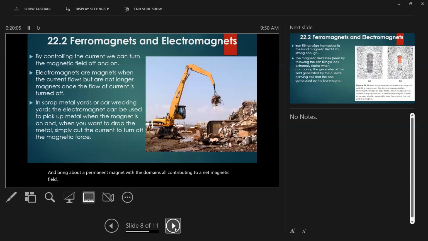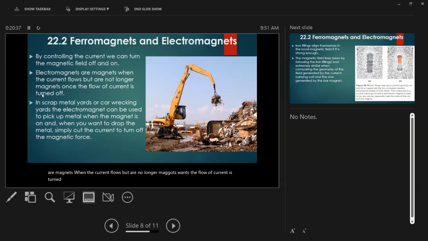Then we have this situation here. By controlling the current, we can turn the magnetic field off and on. This is called, what's it called? Soft iron or something like that. It only becomes magnetized when there's a current put around it, and a current causes a magnetic field. By controlling the current, we can turn the magnetic field on and off. Electromagnets are magnets when the current flows, but are no longer magnets once the flow of current is turned off.